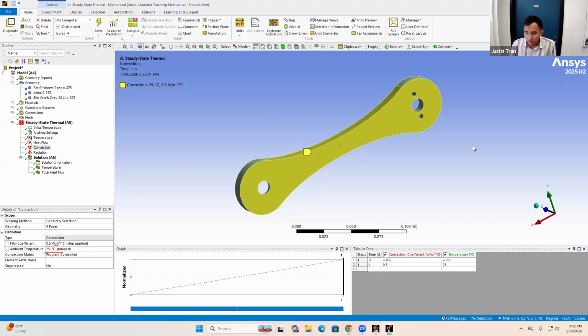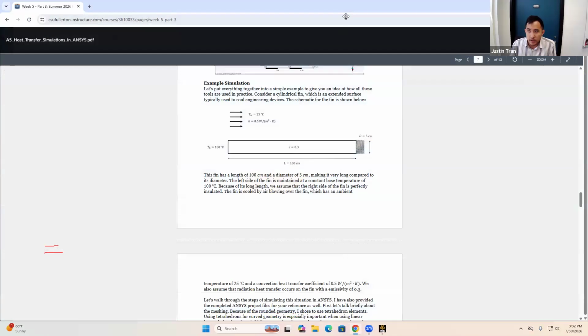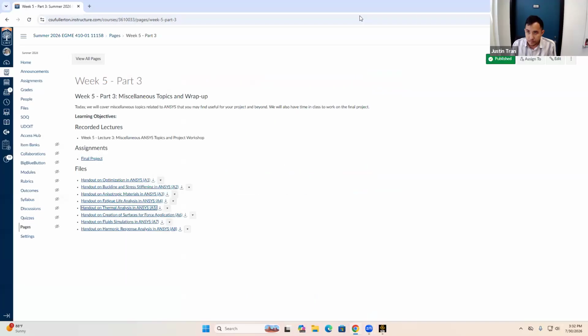Okay, perfect. All right, and we are perfectly on schedule too. Okay, so that's thermal simulations, right? And so if you are interested in running that for your final project, there is the handout for that. Okay, so it's handout A5.